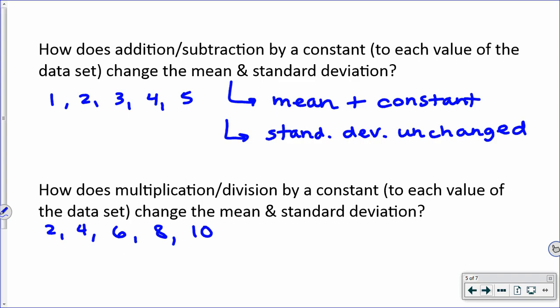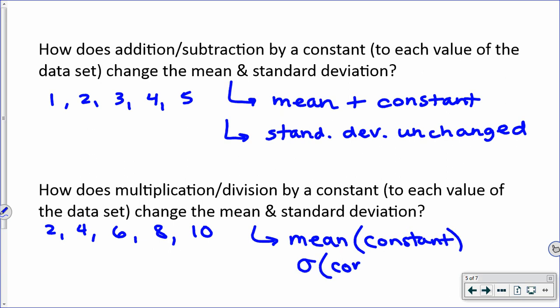And the standard deviation is also increasing. You can see what was originally a spread of just between 1 and 5 is now twice as big of a spread. So you can say both mean and standard deviation get multiplied by the same constant if you do it to every value of the data set. Okay, so mean gets multiplied by the constant and standard deviation gets multiplied by the constant.